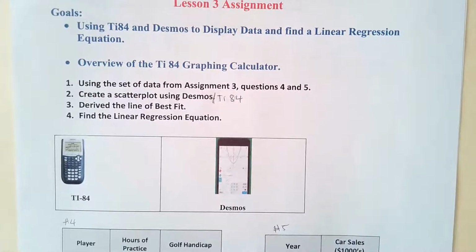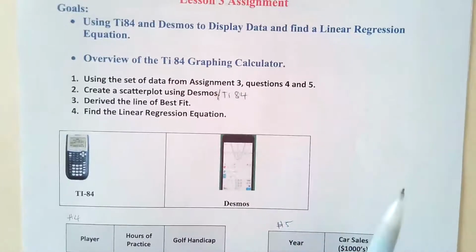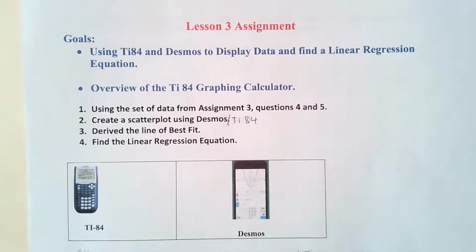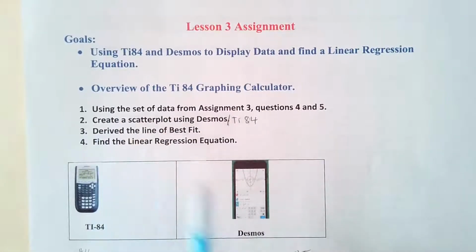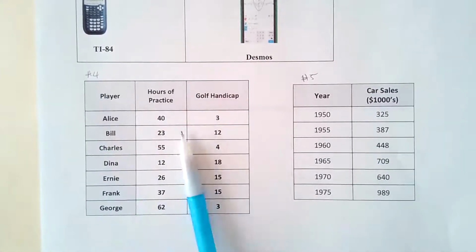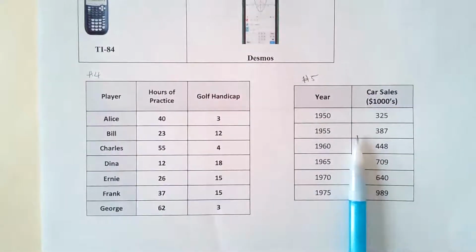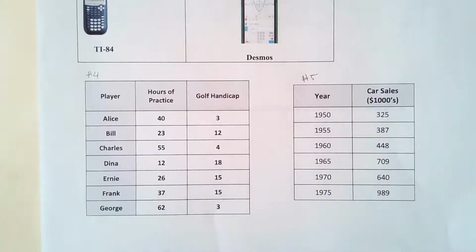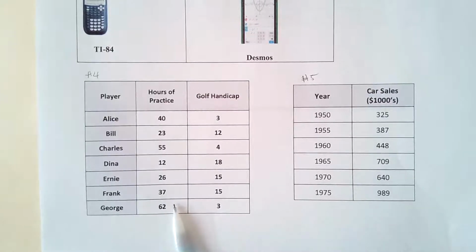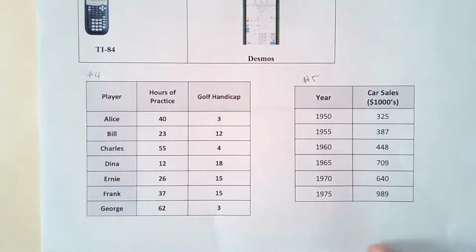For the rest of the lesson after that, we'll be using a set of data from assignment 3. These are the two sets of data for assignment 3. So we'll be using this set of data for question 4 and question 5 to create a scatter plot and derive the line of best fit and find the linear regression equation for question 4 and 5.